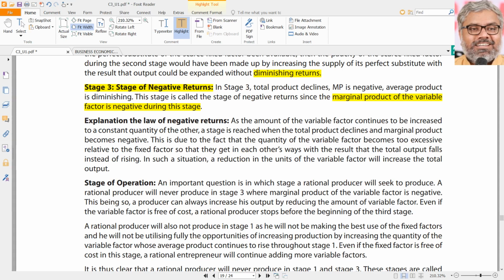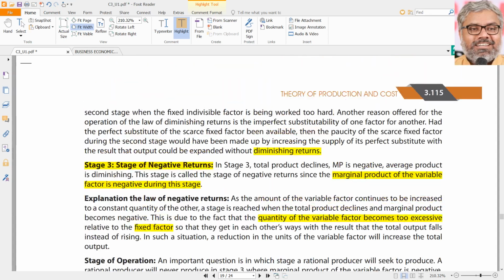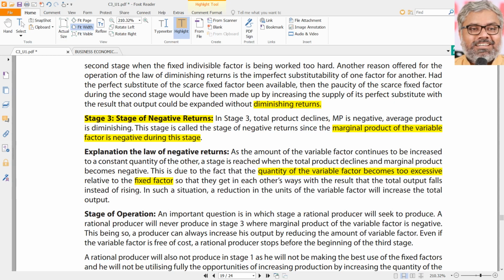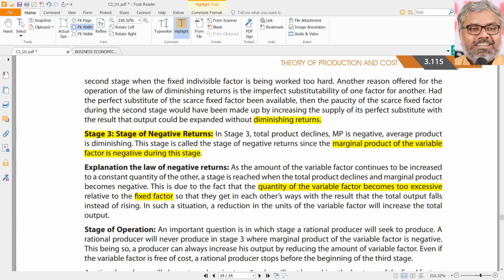Why is that? Once again the same: because the quantity of the variable factor becomes too excessive compared with the fixed factors. Not required. One machine requires one person, two persons you kept. That itself was not good. It was giving diminishing returns. You kept 4 or 5 persons for the same machine. The work will not happen. All the 5 people will fight with each other or play with each other, or they just pass time. So the possibility is that excessive variable factors will bring down the returns and create negative returns. So that is the result of stage 3, we can say.